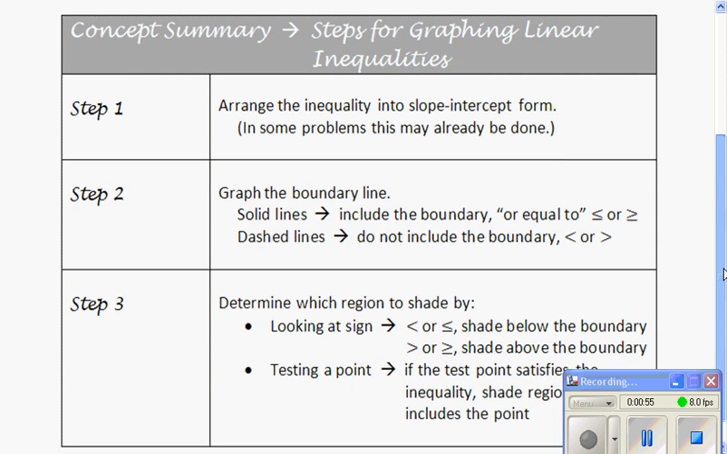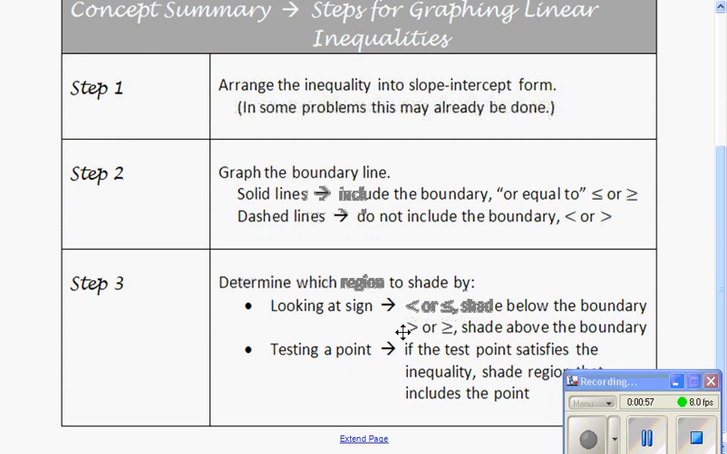And then step 3 is to determine which area or region you need to shade. You can do this by looking at the signs, or you can do this by using a testing point. For the majority of the examples, I'll show you by using a testing point.